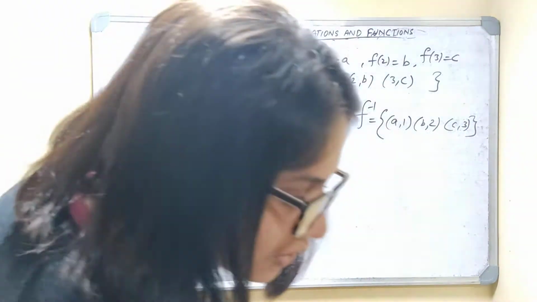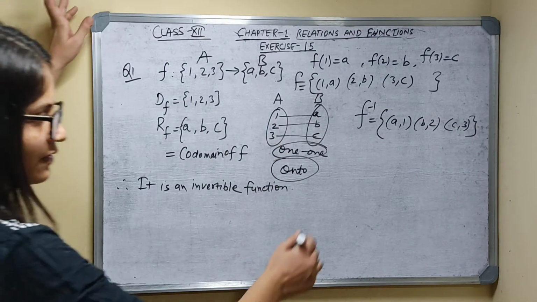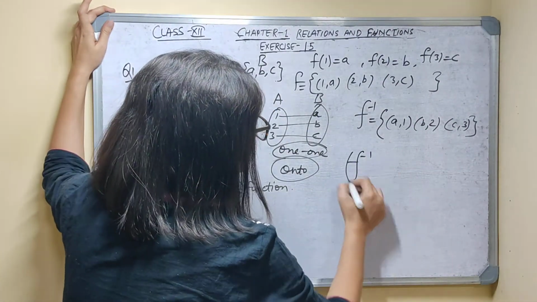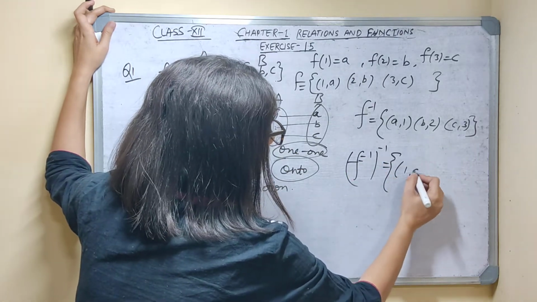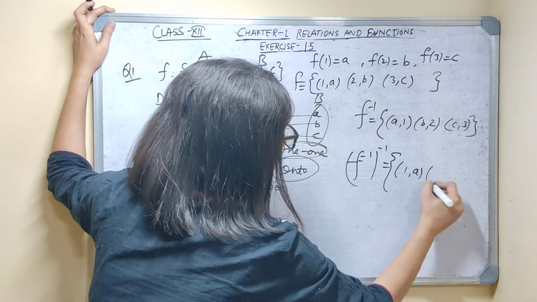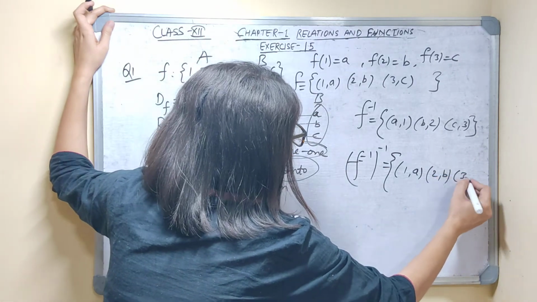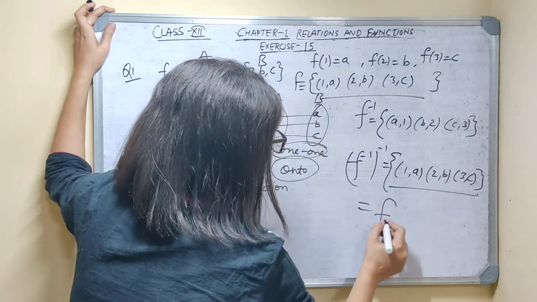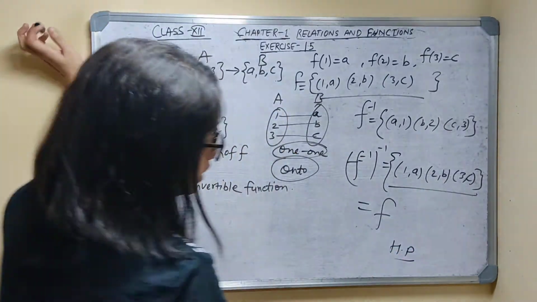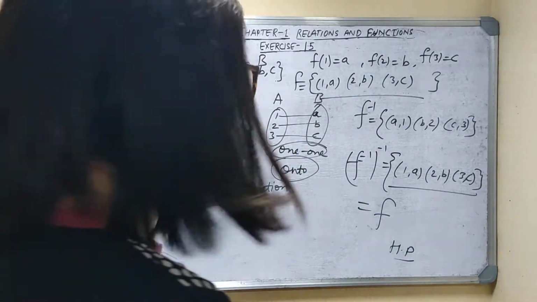Now they are asking also to show that f inverse of inverse is equal to f. F inverse of inverse will be what? The inverse of that again will become what? Inverse of this. So (1, a), (2, b), (3, c). So I can say this and this are the same. So f inverse of inverse is equal to f. So hence proved. Like this you have to solve.